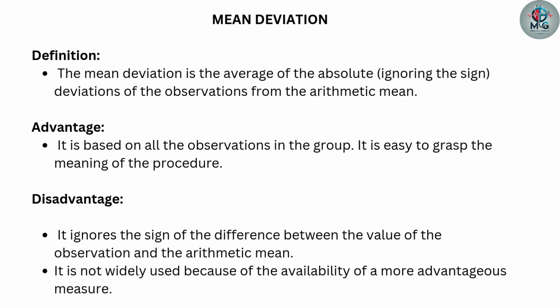Mean deviation. Definition: the mean deviation is the average of the absolute deviations of the observations from the arithmetic mean. Advantage: it is based on all the observations in the group. It is easy to grasp the meaning of the procedure. Disadvantage: it ignores the sign of the difference between the value of the observation and the arithmetic mean. It is not widely used because of the availability of a more advantageous measure.